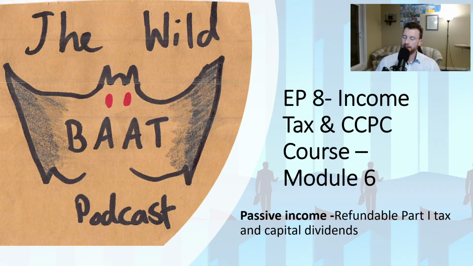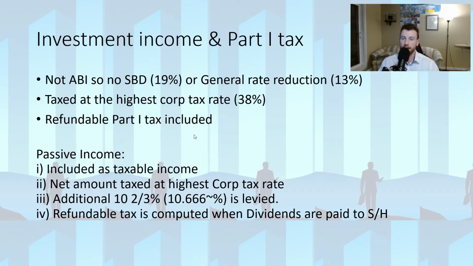So, passive income. A corporation can receive passive income, including rent, interest, royalty payments, and capital gains. This passive income is not active business income, so there is no small business deduction of 19% and no general rate reduction of 13%. It is taxed at the highest corporate rate, and on top of that, there is another refundable tax that is levied.